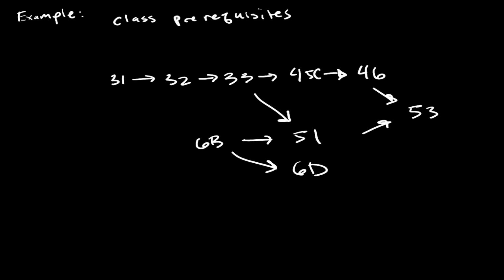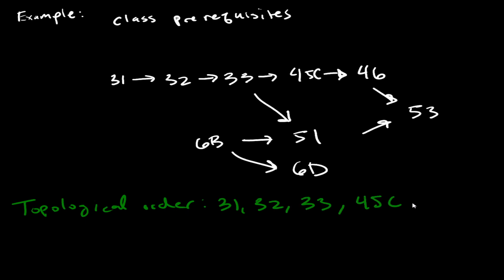course. So what would a traversal or a topological order look like? A topological order would look like 31, 32, 33, 45C, then 46. But notice we cannot use 53 because 51 has not been explored. So you need to do 6B, then 51, then 53, and then 6D.